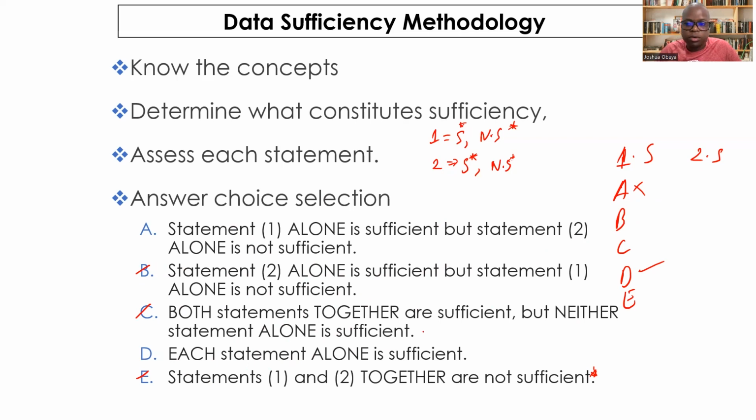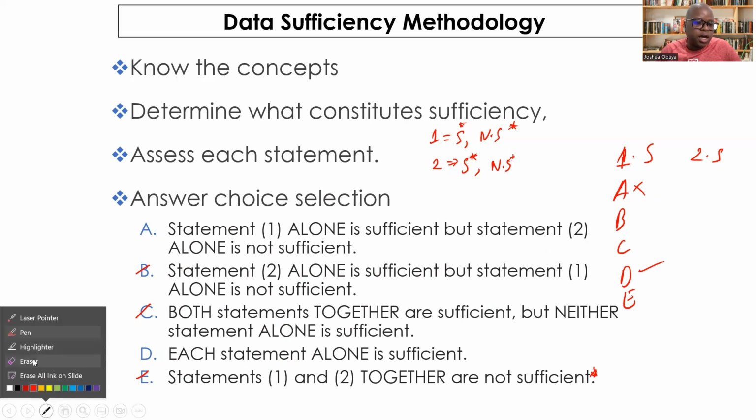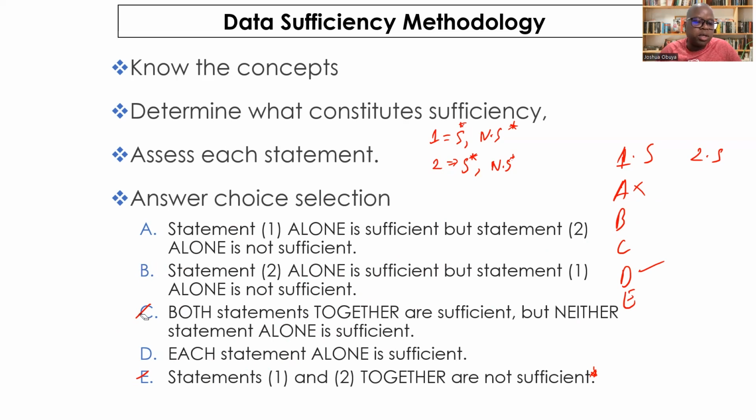That is what you will go for. Let's say now you assess the first statement and you find the first statement to be not sufficient. What do you do next? If the first statement is not sufficient, then what does that mean? It means that A alone is not sufficient. So you cross this one out.